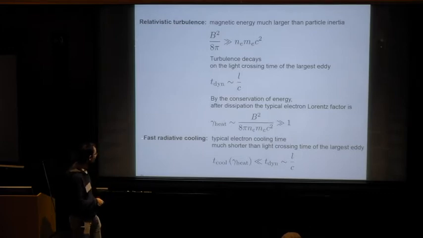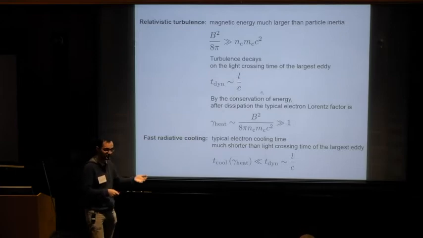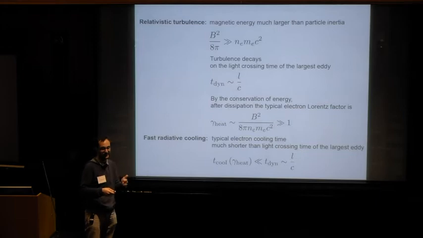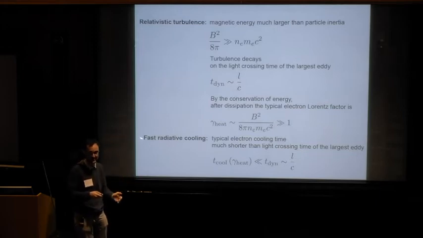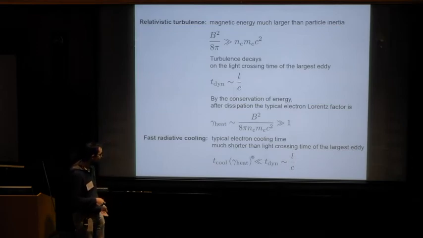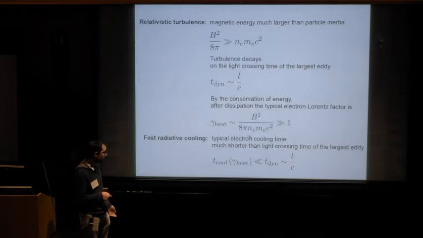Second, what do I mean with fast radiative cooling? These electrons that are heated to such huge Lorentz factors will radiate away their energy, and typically electrons lose their energy faster the more energetic they are. So with fast radiative cooling, I mean that the typical time scale over which these electrons lose their energy is much smaller than the light crossing time over the largest eddy. So this is what I mean.